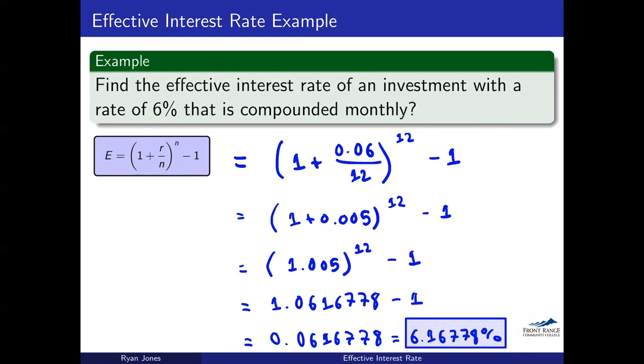One thing I want to mention here is what you can do to check your answer, and also what you can do if this idea of effective interest rate is still confusing as to what it actually means. Here's what you can do. You can actually do two different calculations. You can start off and pick any amount of money that you want to start off with. Like I said, it doesn't matter. Let's keep it simple. Let's say you start off with $1,000.